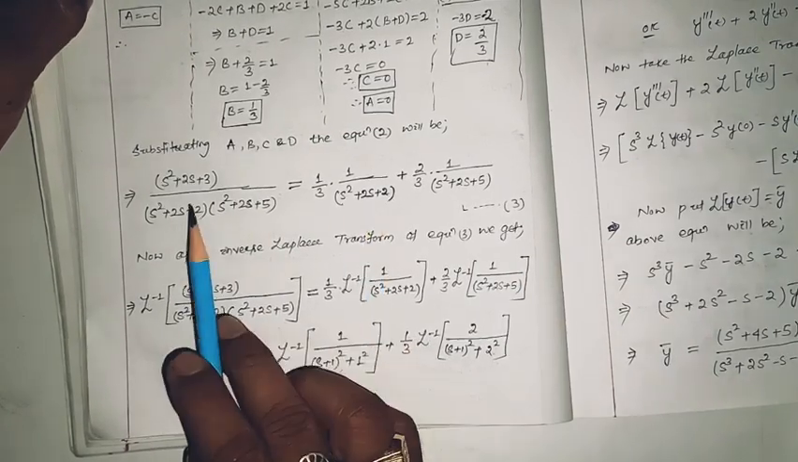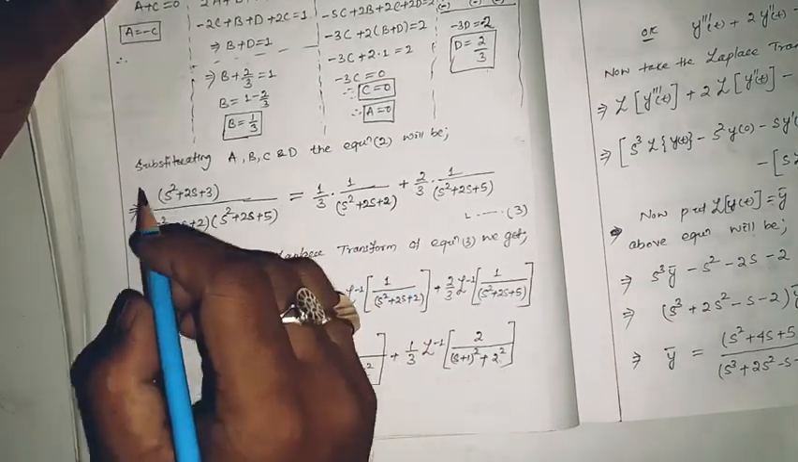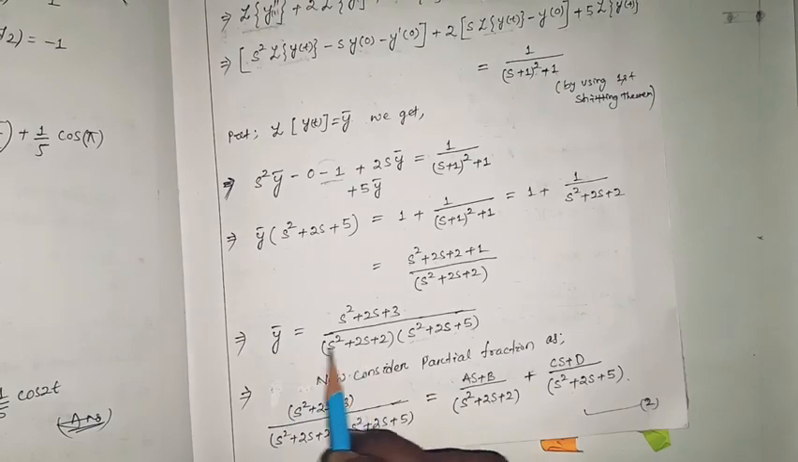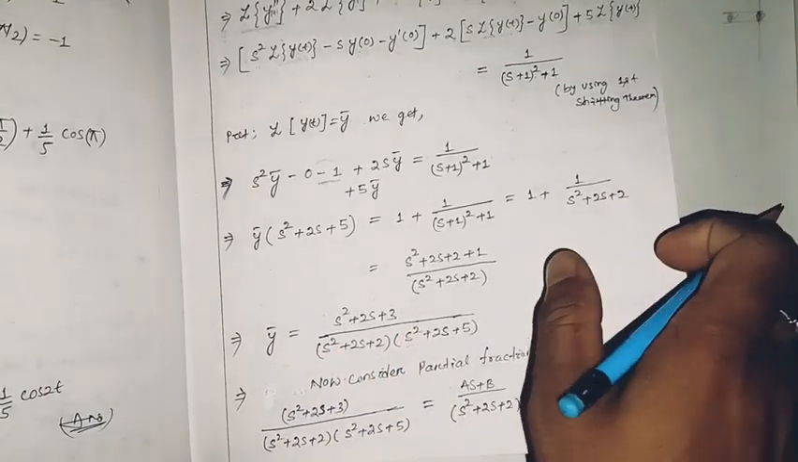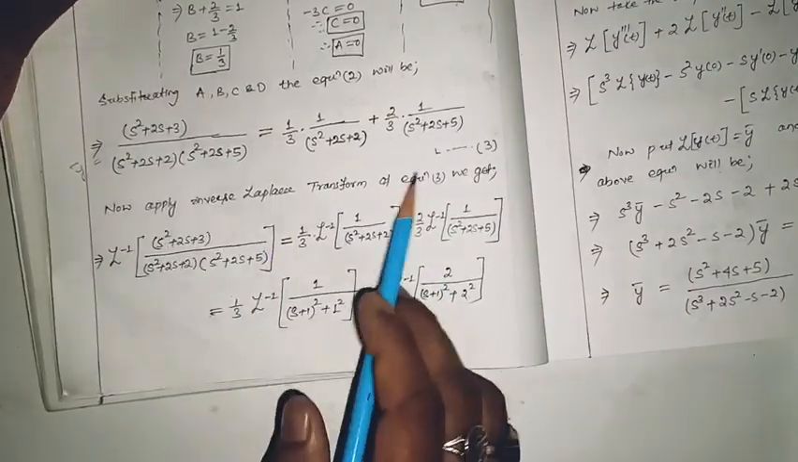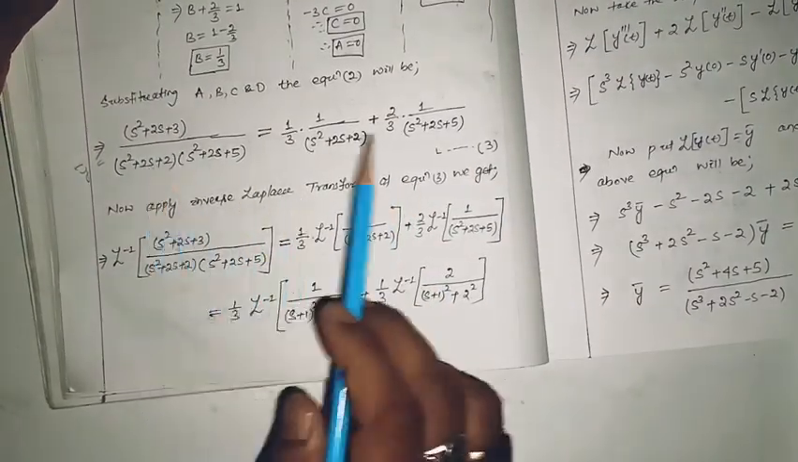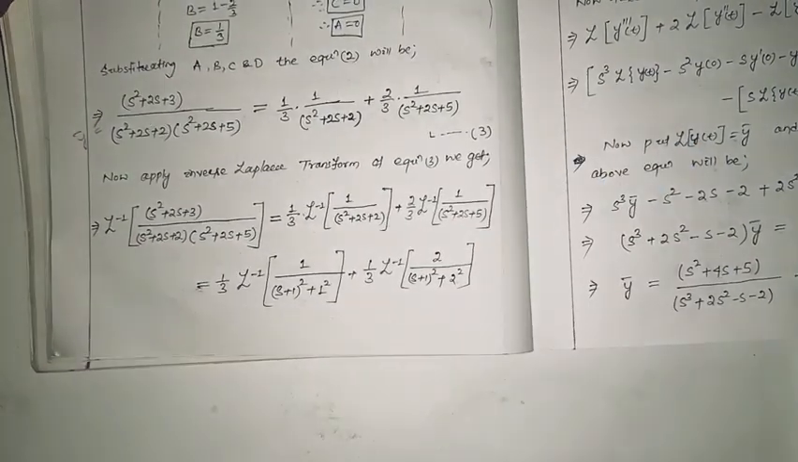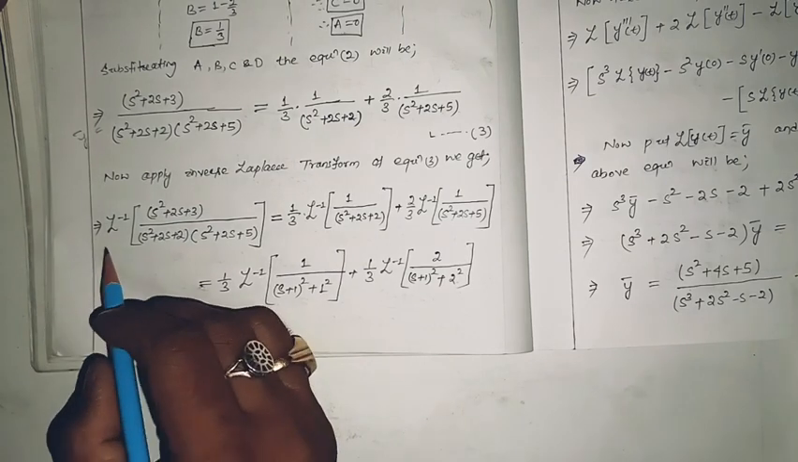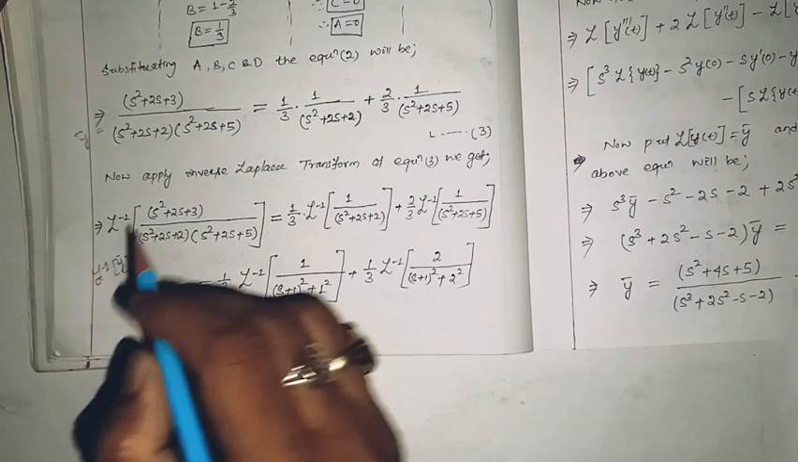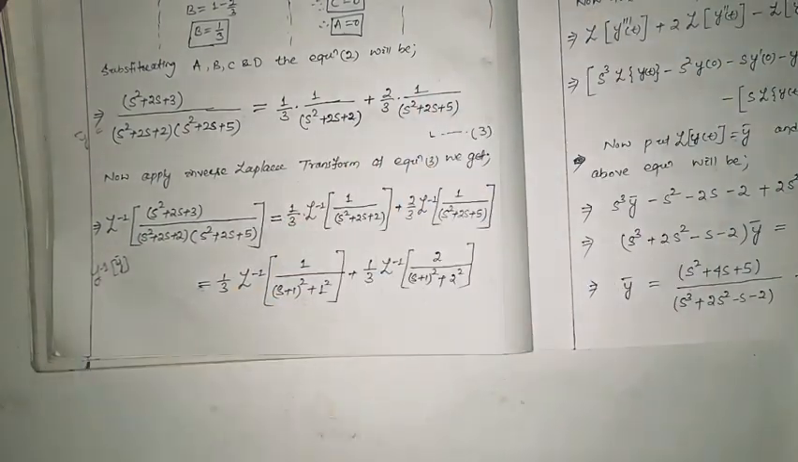Now applying inverse Laplace transform on both sides. This value is nothing but y bar. Y bar equals this much. Inverse Laplace transform applied on both sides of equation number 3, we get the inverse Laplace transform of this one, or the inverse Laplace transform of y bar will be y. At last I have written it, so do not be worried about that.